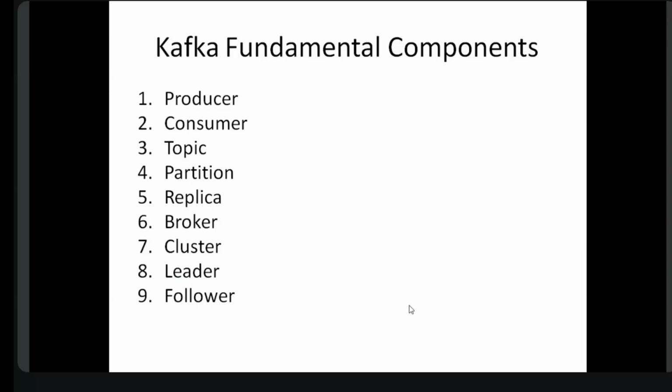So we know what the producer is. We call it producer because it is generating the data. Simple. Second term is consumer. Sometimes people call it subscriber also. So consumer and subscriber are the same thing, synonyms. The subscriber is the one which consumes the data from Kafka. Topic is the place where the data is actually stored.